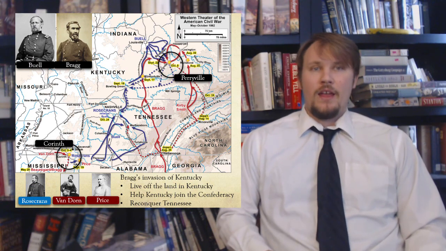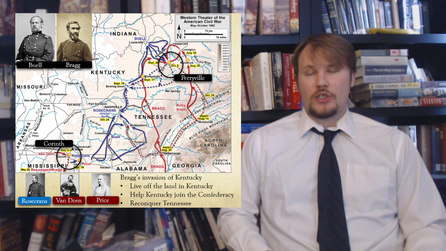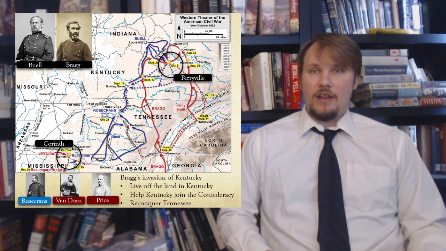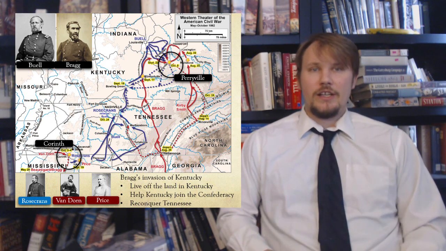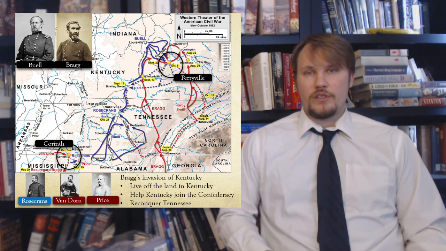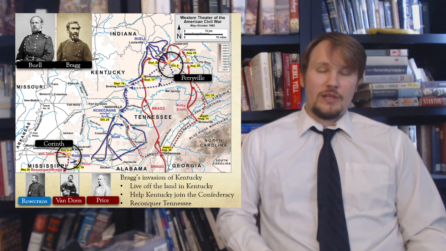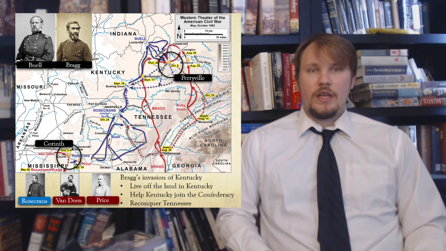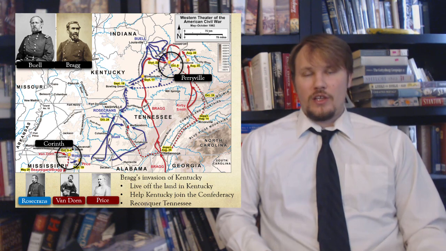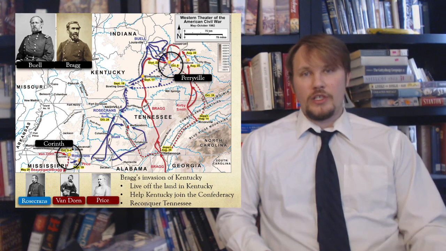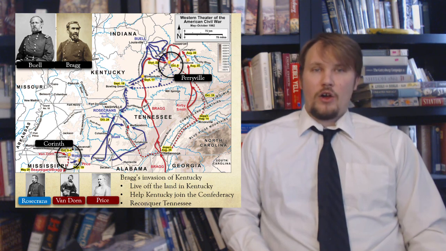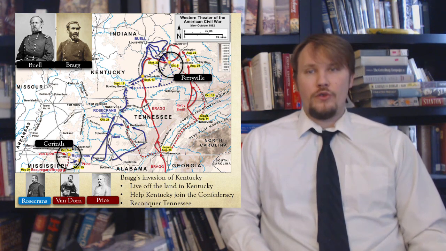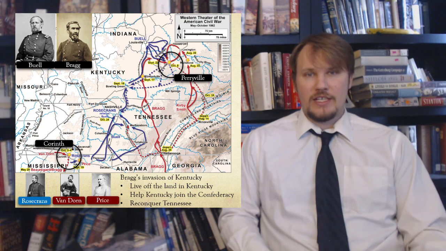Now out west, a major Confederate offensive was taking place under the leadership of Braxton Bragg. This invasion lasted from August to October 1862, and it's an invasion from Tennessee into Kentucky. It would include multiple Confederate forces under Bragg. Bragg's goals are similar to Lee's goals. Let the Confederate armies live off the land a little bit in the North. Bragg wants to get Kentucky to join the Confederacy. They believe that Kentucky was not really a Unionist state. Bragg also wants to recapture areas that are under Union armies. He wants to recapture Tennessee.